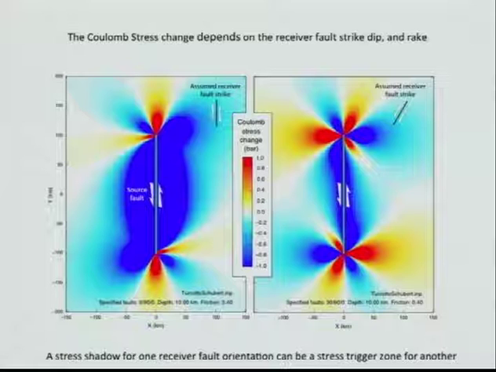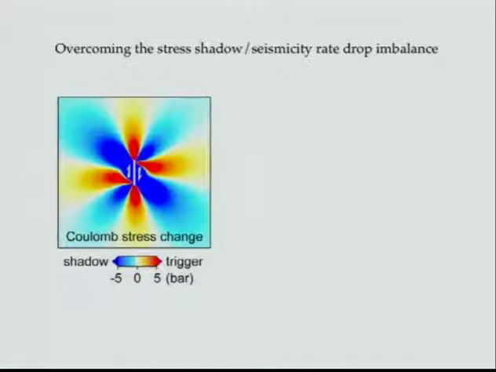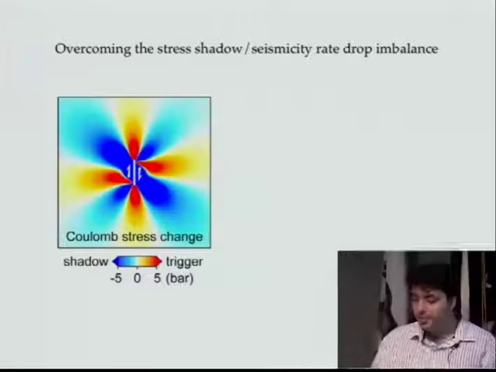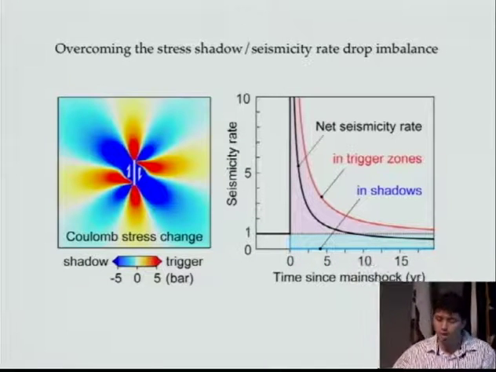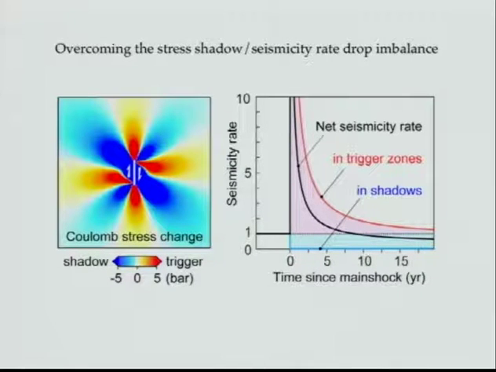It is very hard to hunt for stress shadows because although the volume of the stress triggering and the stress inhibition areas are the same, the seismicity effect is completely different. So you can get 10 times higher number of seismicity in promotion zone, but you can only get down to 0 if you start with one earthquake. So that's why we don't see many cases easily.